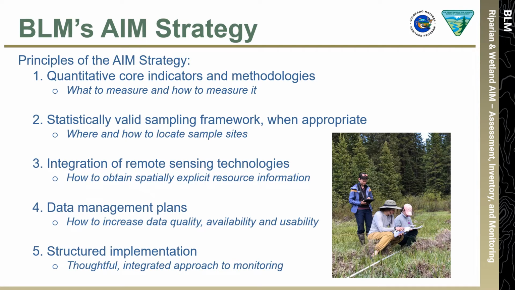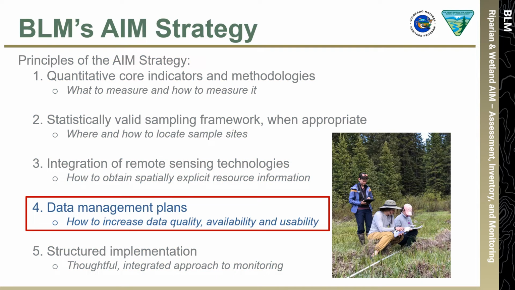As we've discussed during other training videos, the AIM strategy is made up of 5 key elements that aid in collecting standardized and defensible monitoring data. One of these aspects is that we use electronic data capture and management to increase our data quality, availability, and usability. For the Riparian and Wetland program, this will consist of using iPads in conjunction with Esri data collection and management applications, namely Field Maps and Survey123.